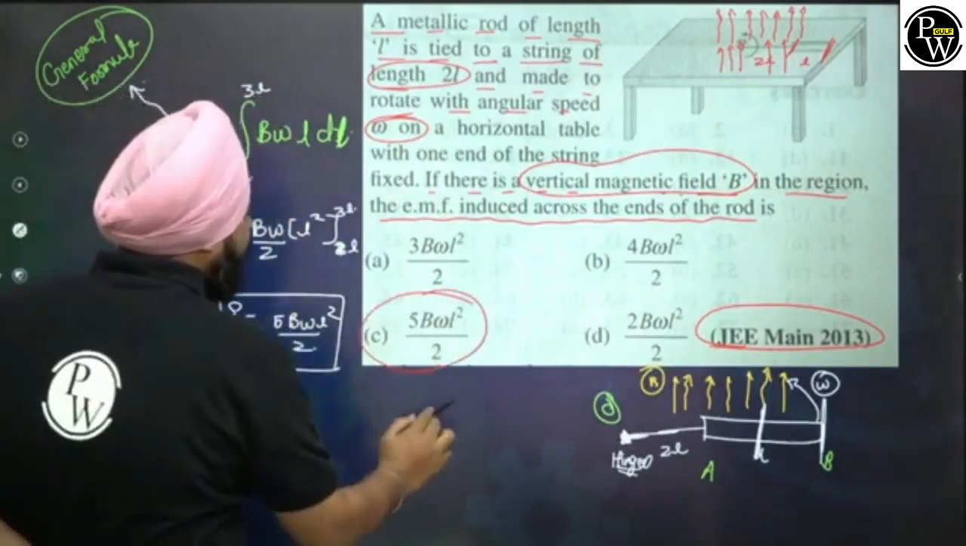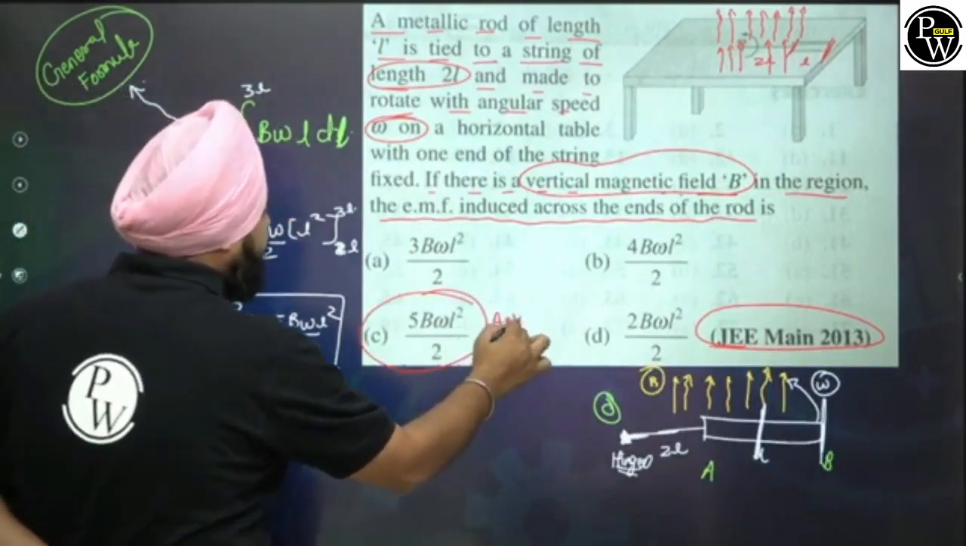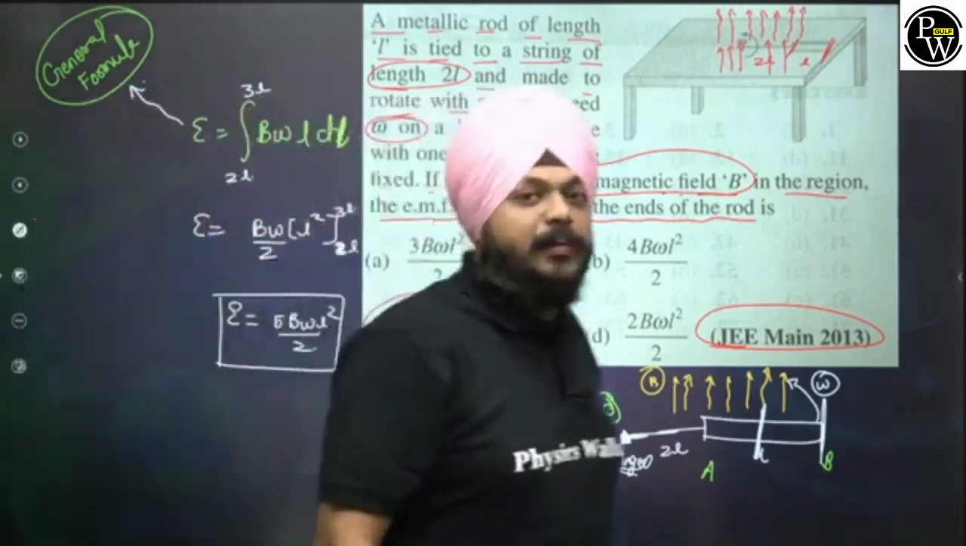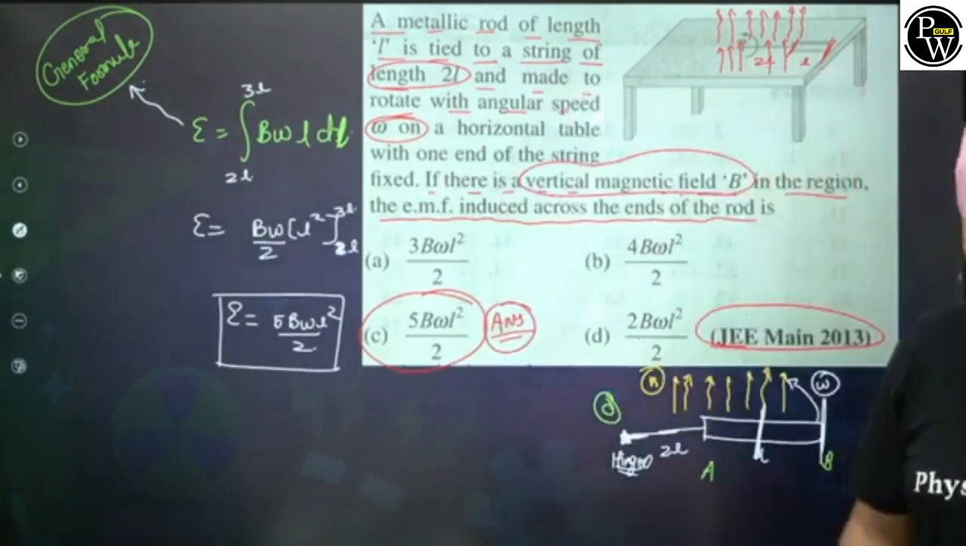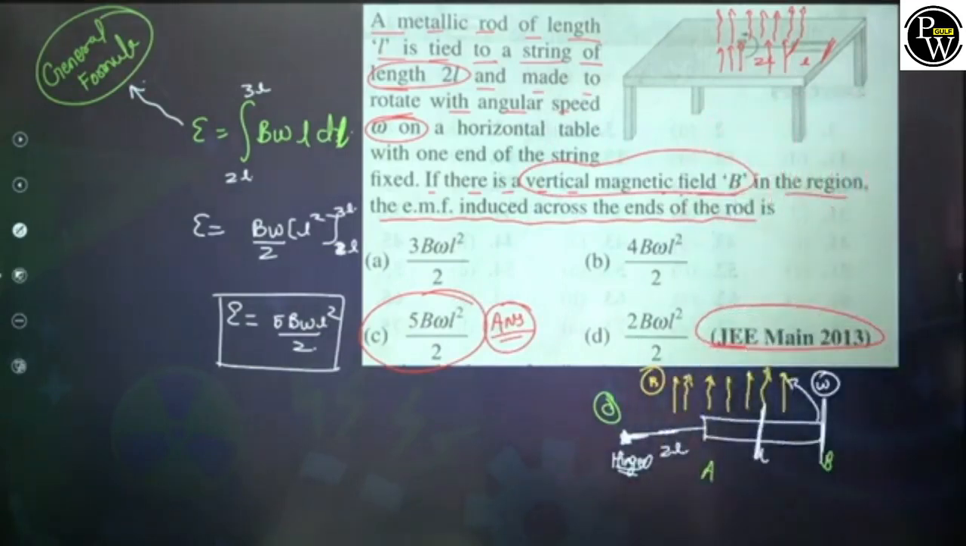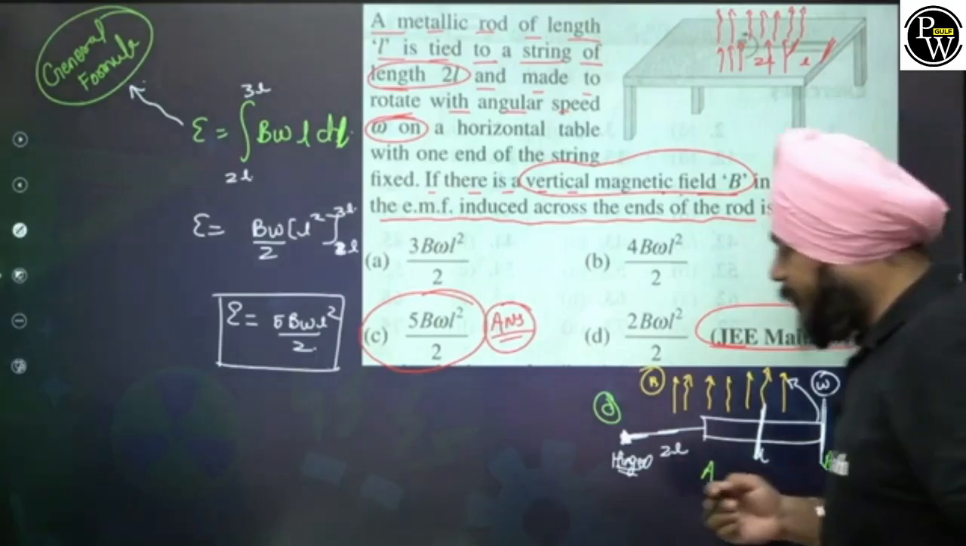B omega L square by 2 will be the perfect answer for this specific question. Now, I'm moving aside on a countdown of 5 seconds. If you want to note this down, you can. 5, 4, 3, 2, 1. You might have paused the video and done that.